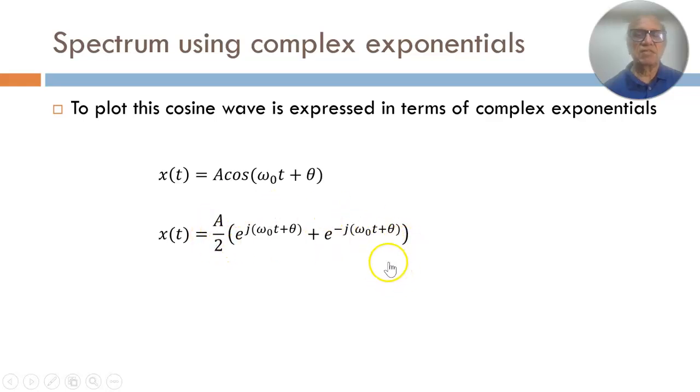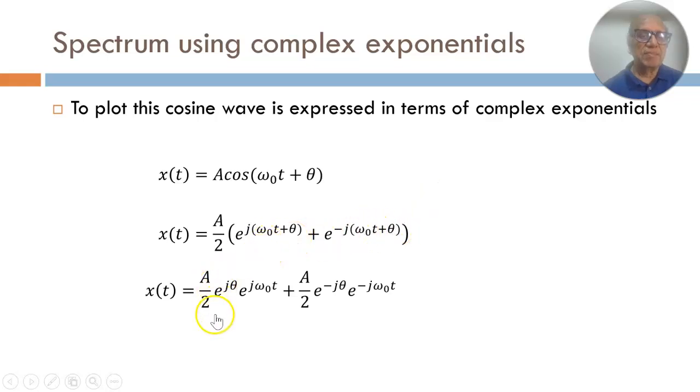This is a well-known equation, that is cos theta is e raised to j theta plus e raised to minus j theta divided by 2. So using that equation we get this. Let us expand this. We get A by 2 times e raised to j theta times e raised to j omega naught t. That is the first term. And the second term is A by 2 times e raised to minus j theta times e raised to minus j omega naught t.